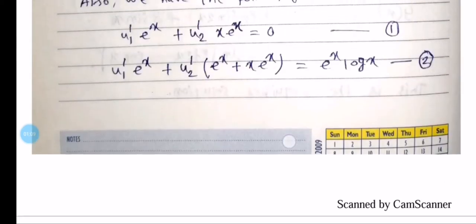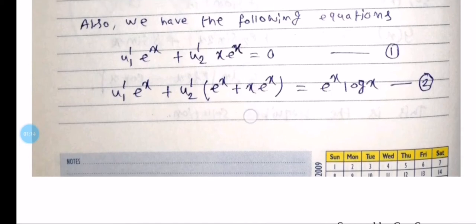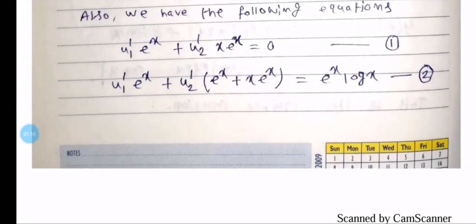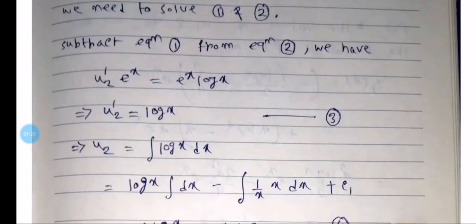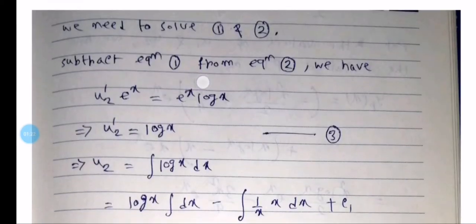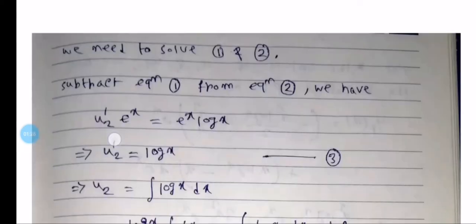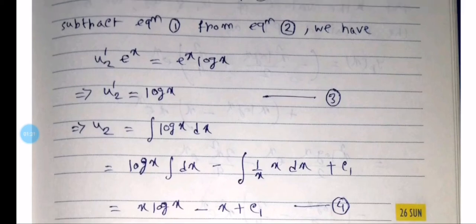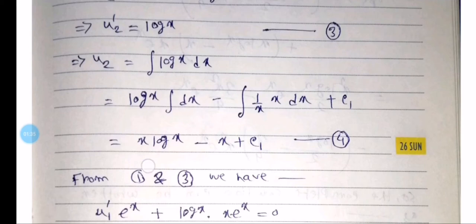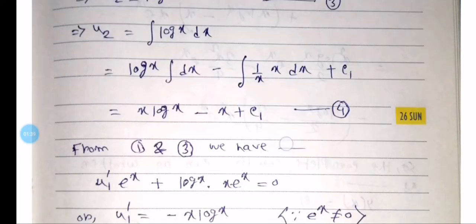You can solve these two equations by the matrix method, but I solve another way. I just subtract equation 1 from equation 2. So we get u2 dash e to the power x equals e to the power x log x, so u2 dash equals log x. After integrating both sides we get x log x minus x plus c1, you can write it c3.